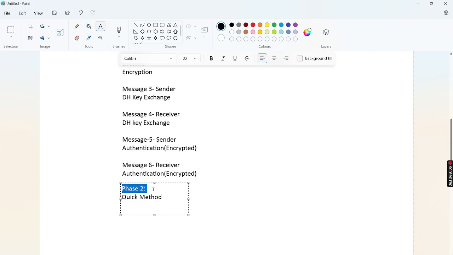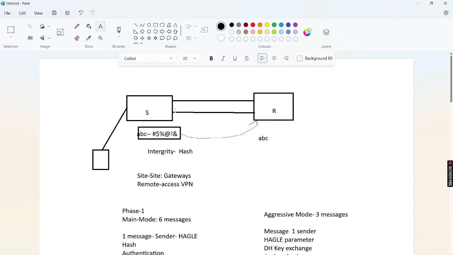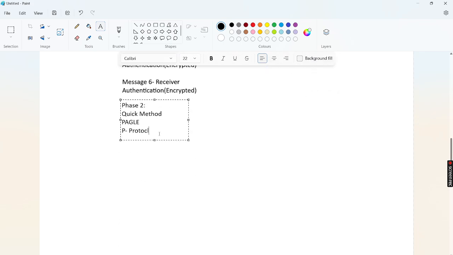to bring phase 2 up, we also have to negotiate certain parameters, which we can call PAGEL parameters, where P is protocol. What is the protocol that has to be used in phase 2 between the sender and the receiver? There are certain protocols we can use. Those protocols are AH protocol and ESP protocol. These are the two protocols we can use in phase 2.